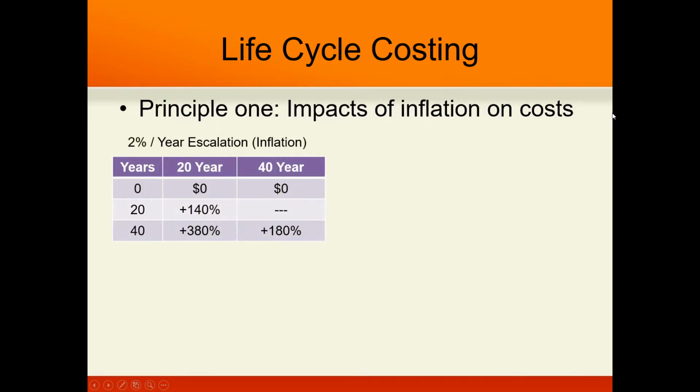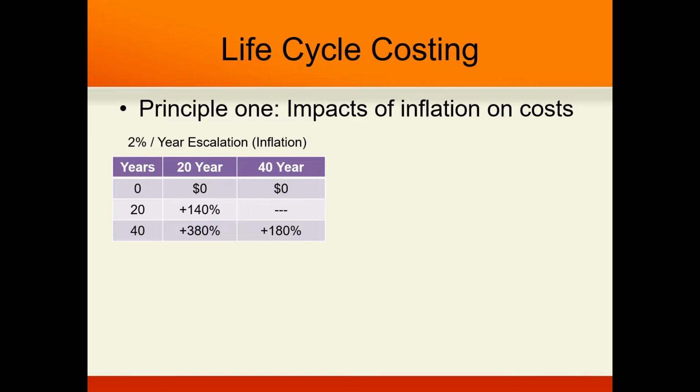Principle 1, impacts of inflation on costs. And if we look at escalation, and for the bulk of my career, we've been using for the last 30 years or more, a 2% escalation per year. Now, if you look at this, in year 0, which is the year you do it, we'll take $0 because it doesn't matter what those dollars are. It's just that. In 20 years from now, if that system fails and I have to replace it, at 2% per year, it'll be a 40% increase by inflation alone.